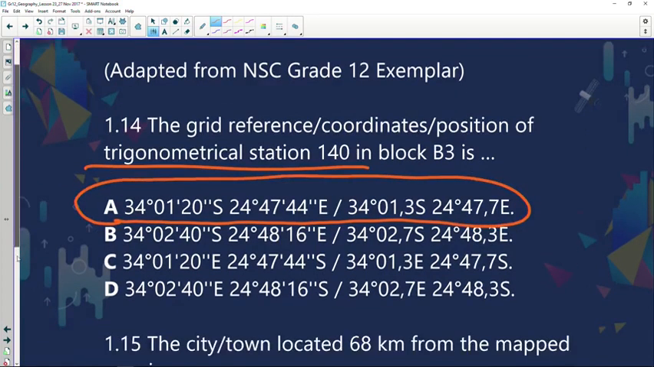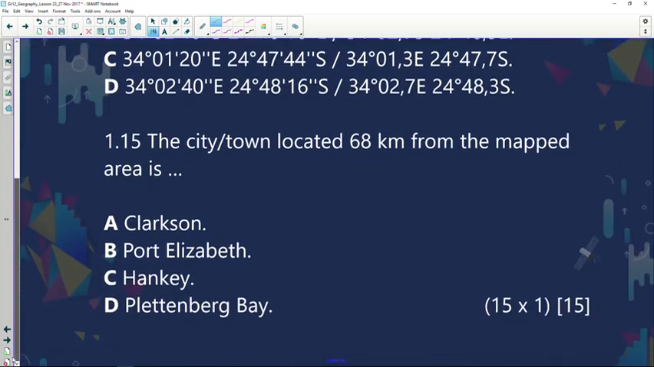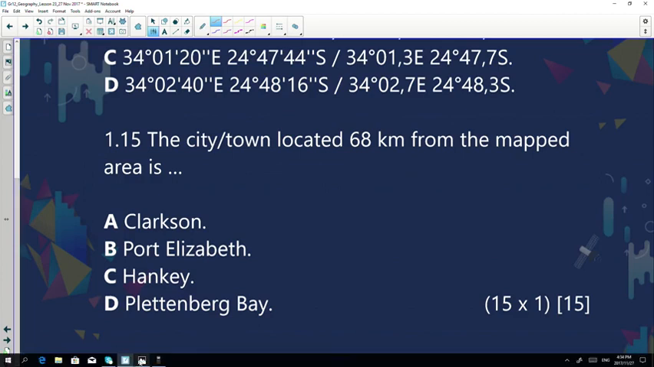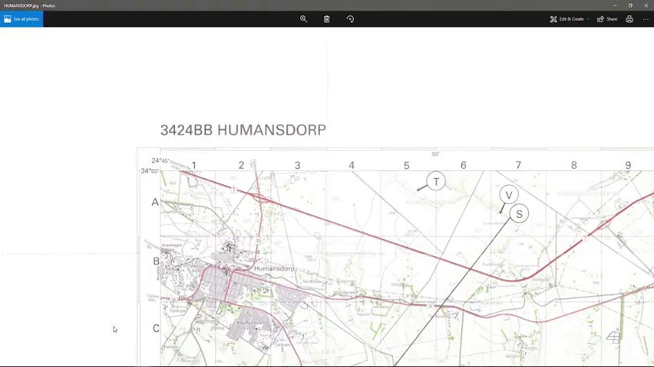Okay, our last multiple choice question. The city or town is located 68 kilometers from the mapped area. Now let's quickly go and have a look. They usually indicate it to us. Let's go to our mapped area. They say roughly 68 kilometers.